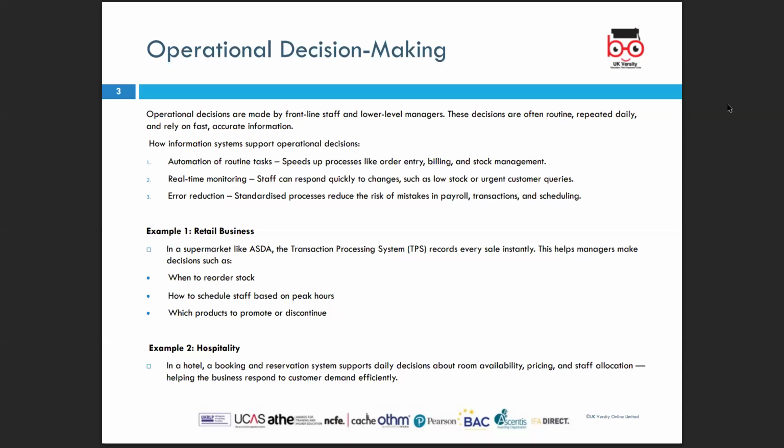One example could be a retail business, where in supermarkets like ASDA or Tesco, these transaction processing systems are going to record every sale instantly. And basically, this helps managers to make better decisions, such as when to reorder stock, how to schedule staff based on peak hours, and which product to promote or discount.